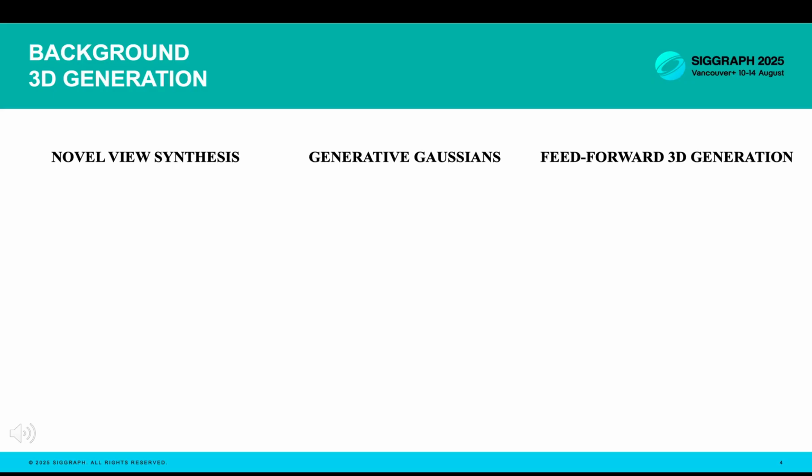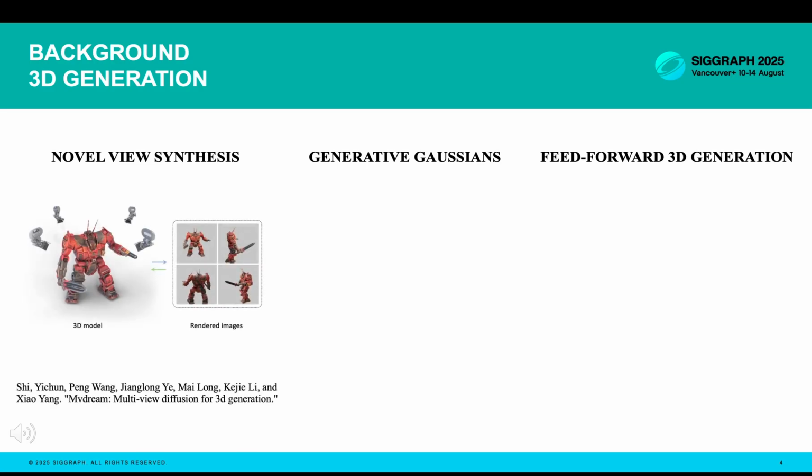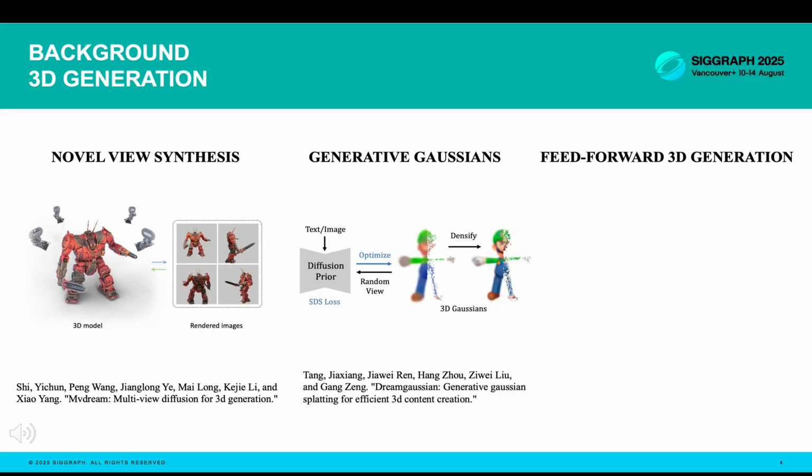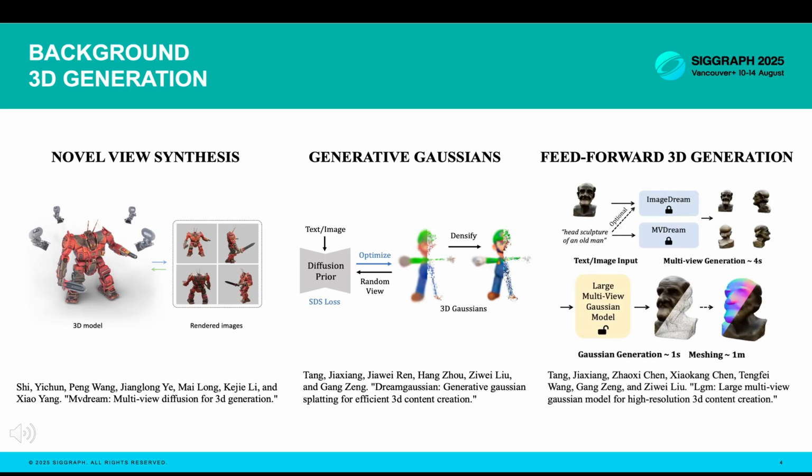In the domain of object-centered 3D generation, researchers have explored a variety of approaches. Some methods start from the perspective of novel view synthesis. For example, MVDream is a diffusion-based model that enforces multi-view consistency and has been effectively adapted for 3D generation. Another line of work focuses on generative Gaussian splatting, such as Dream Gaussian, which leverages splatting techniques to produce radiance fields directly. More recently, large-scale models like LGM, the Large Multi-View Gaussian model, have been proposed for feed-forward 3D generation, enabling high-resolution content creation through multi-view training.